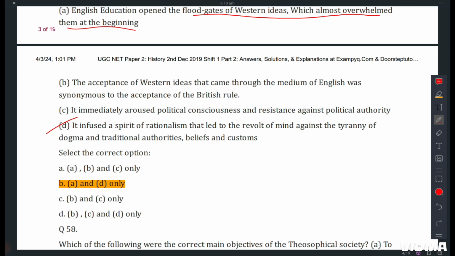Western ideas had no immediate effect on people, but rather a slow effect. The statement that says immediately aroused, it is wrong. There was a slow effect. Slowly, gradually, the realization came.